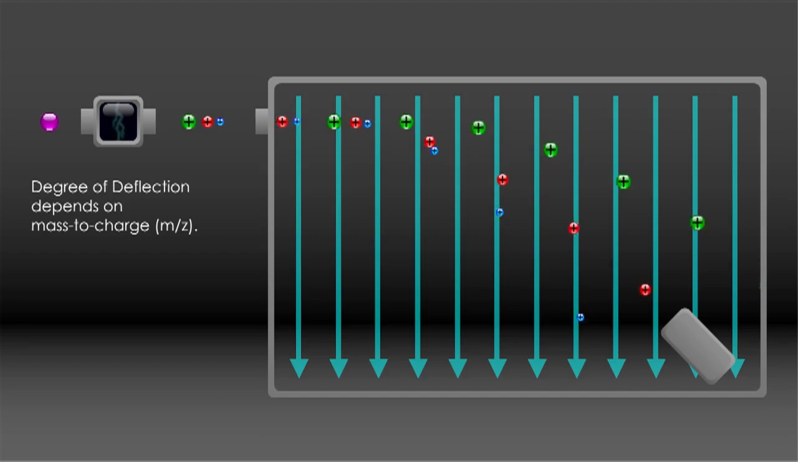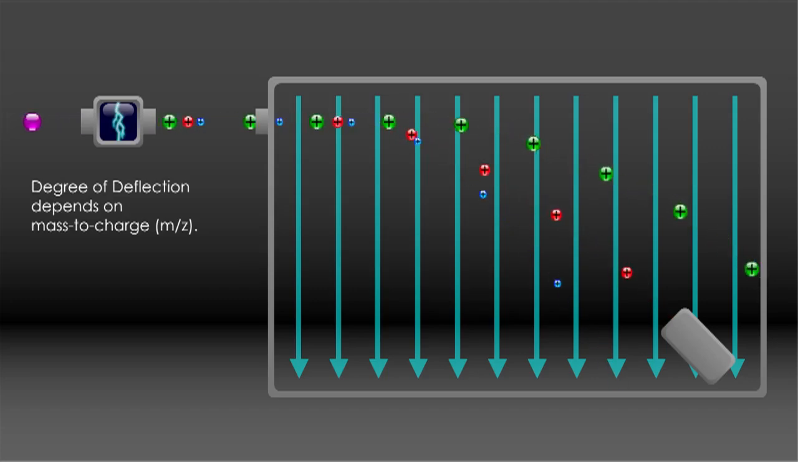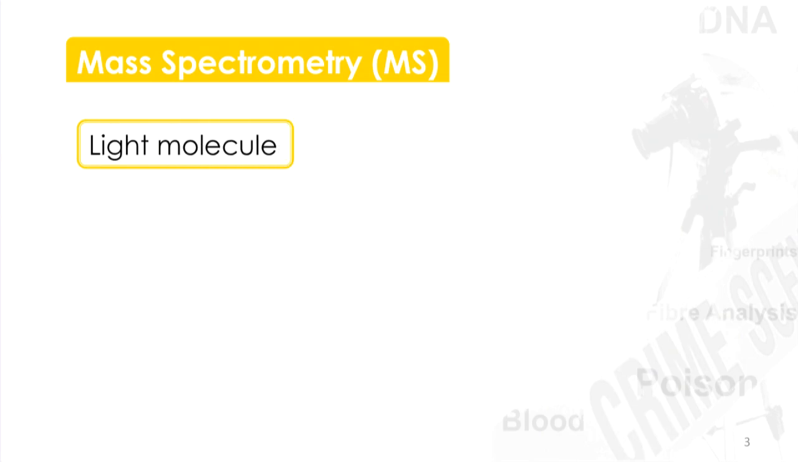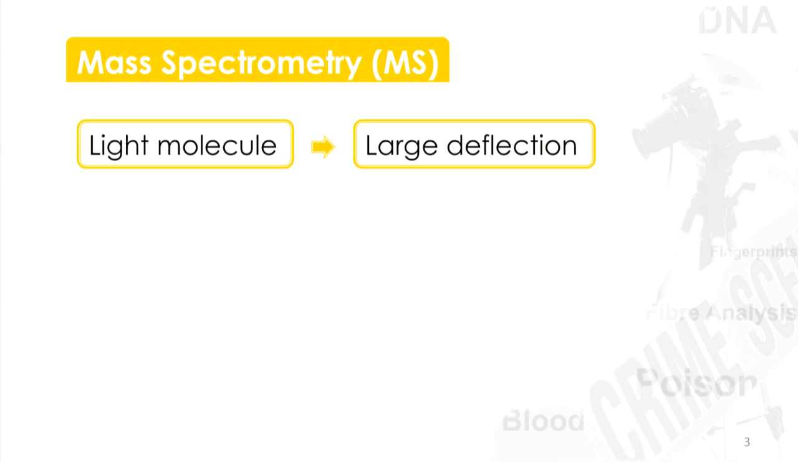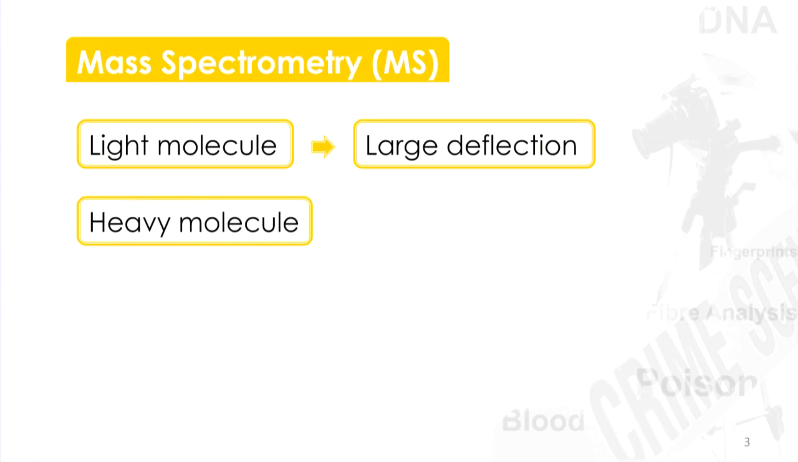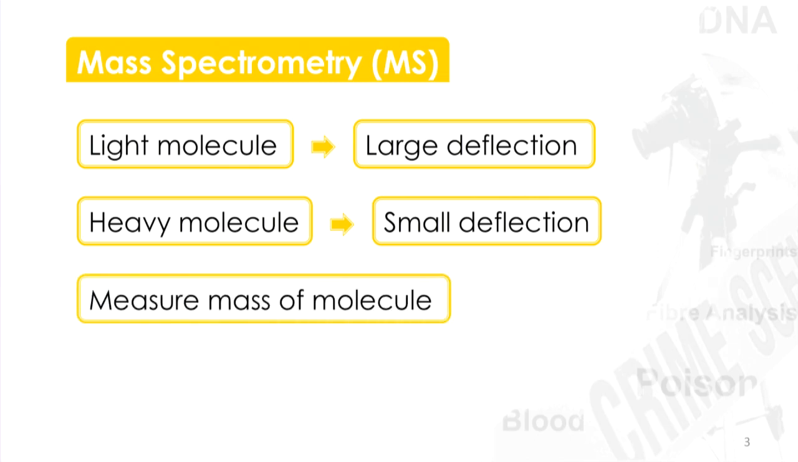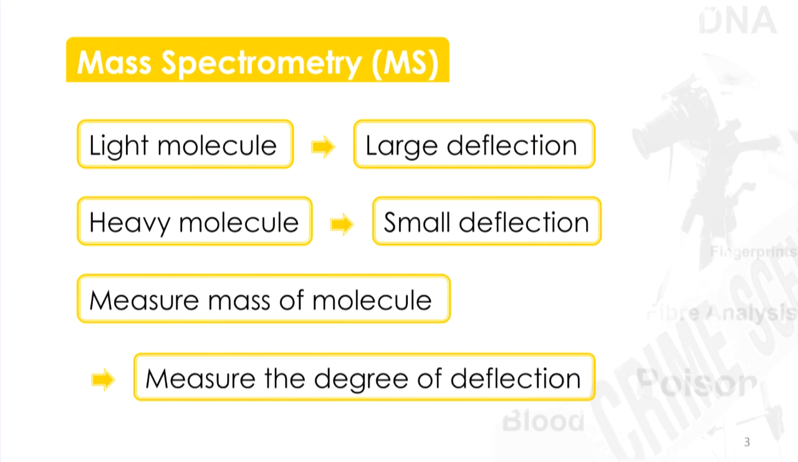Now, how does this separate the molecules according to their mass? Well, it's very simple. If you have a very light molecule, once it is charged and it goes into the magnetic field, because it's light, it's deflected a great deal. So there's a large deflection from the straight course. If you have a big molecule, it's deflected a lot less. So we can measure the mass simply by measuring the degree of deflection in the mass spectrometer.